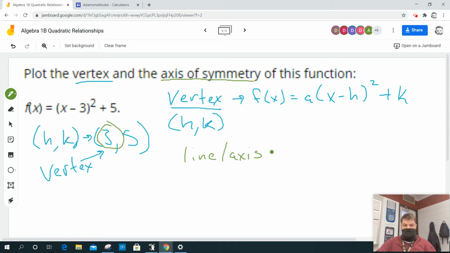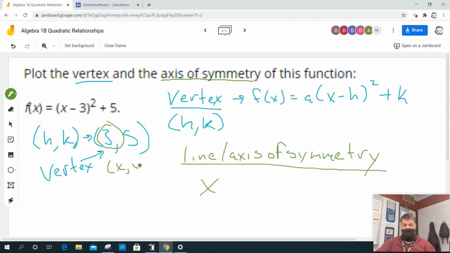Now also the line of symmetry, or axis of symmetry, which cuts the graph in half, that's going to occur at x equals whatever the x value, right? The x value of my vertex. So it's going to occur at x equals 3.